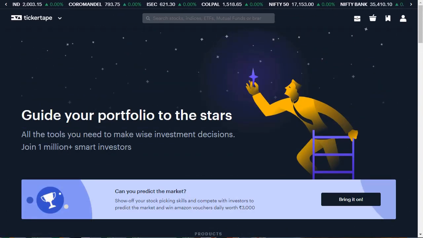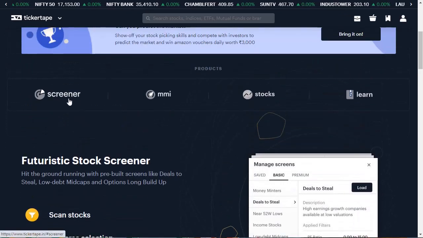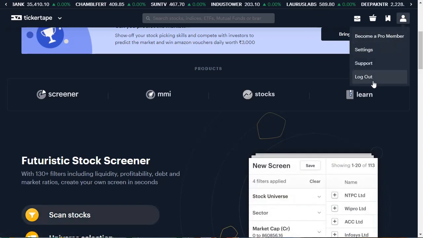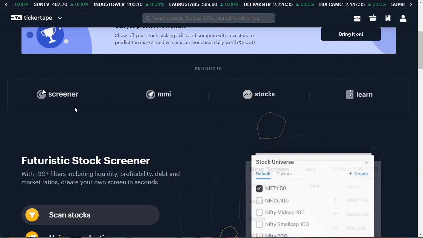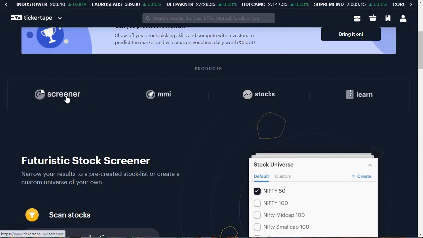So we have to log in to Tickertape.in, and this is how the website looks. Here all the prices of the different company stocks are seen on the top. We have to go to the screener button, which is present in the middle of the page. If you have an account with any of the broker, you can log in through this login button. I have already logged in through my broker. So let's go into the screener button.